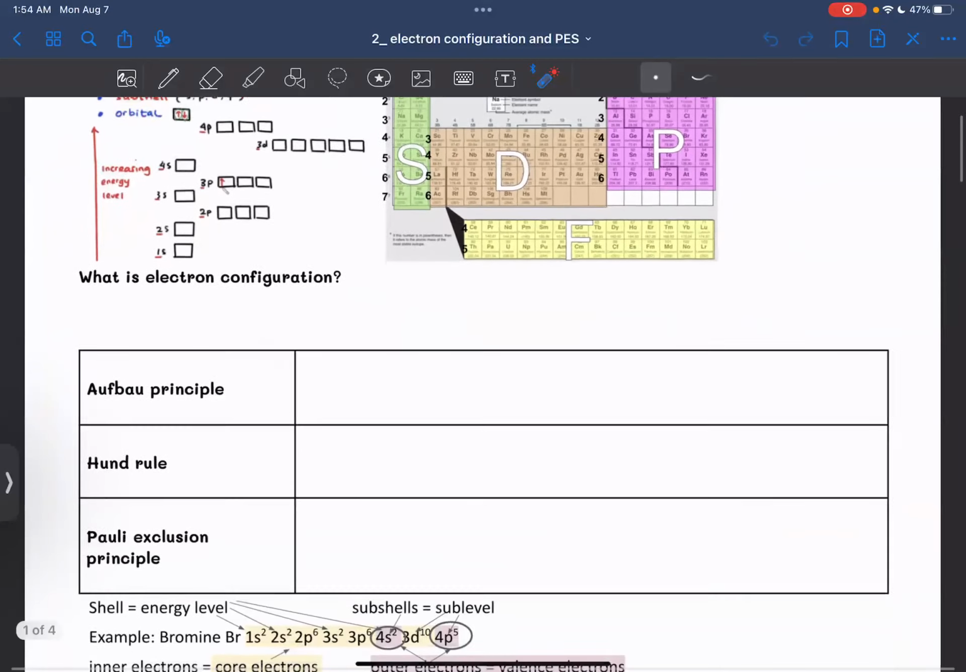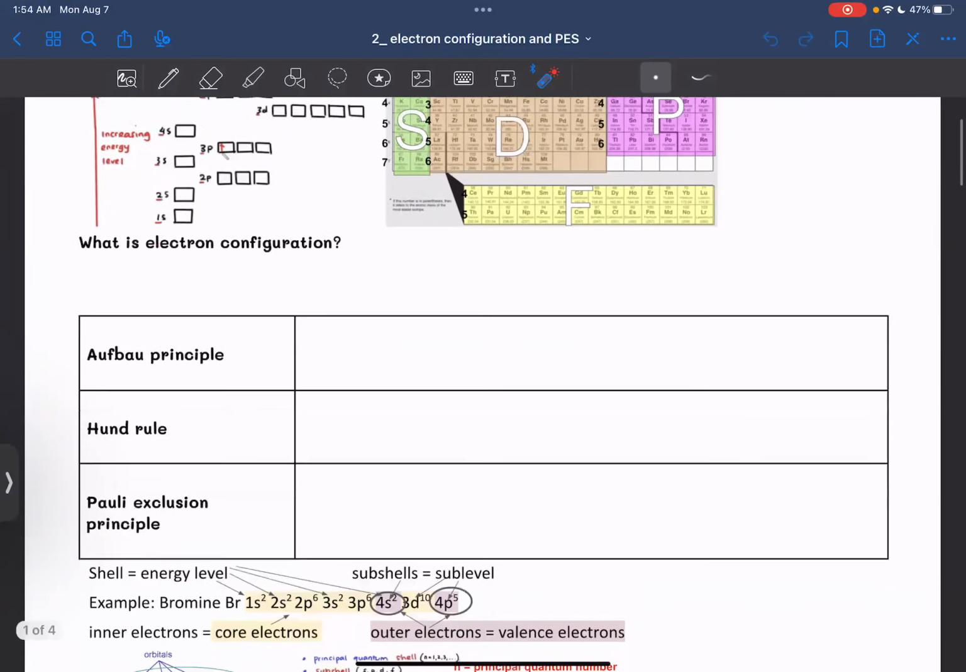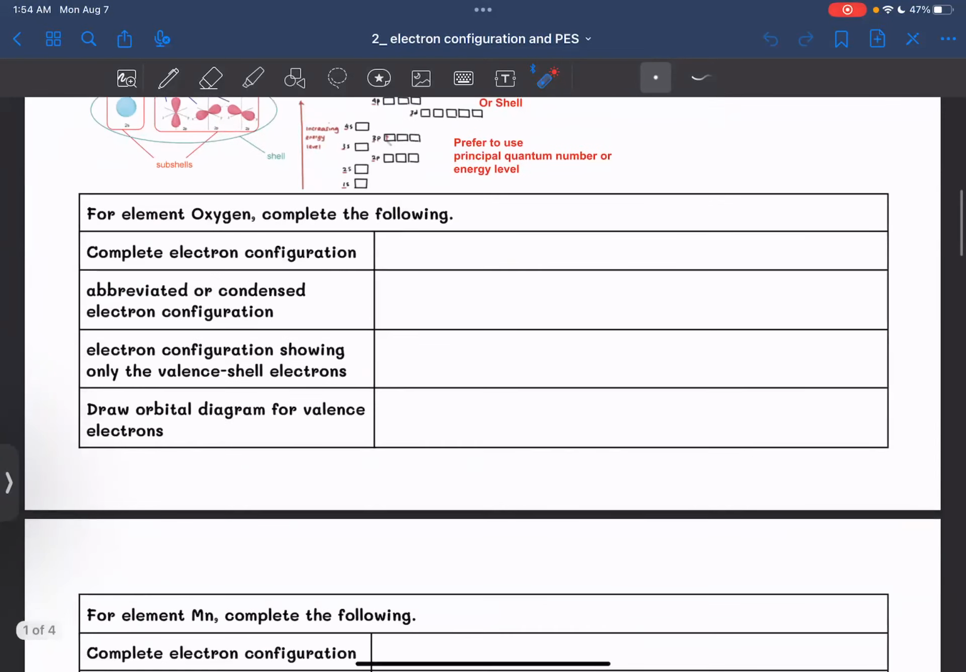The answers to these are from the slide, so I'm not going to go over this. I'm just going to go over these answers, and I'll quickly go over PES and how to do PES. All right, oxygen. You will notice oxygen has 8 electrons.